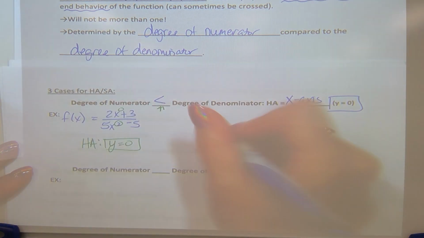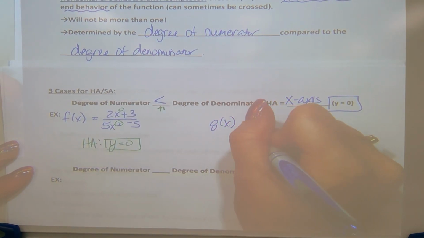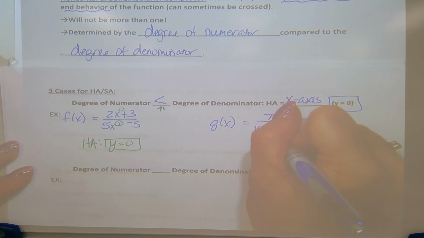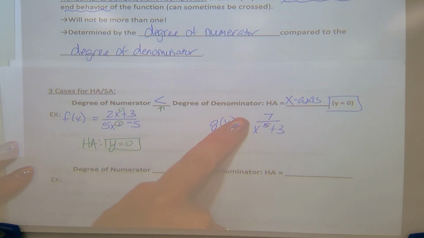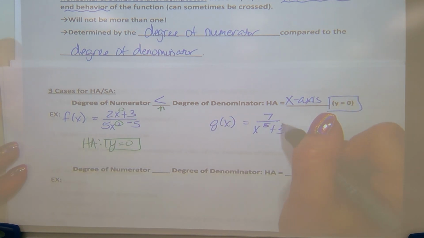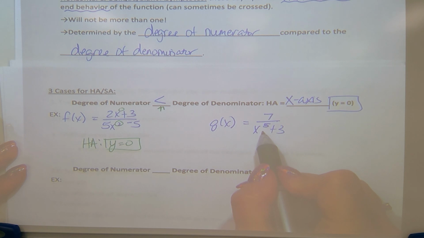If I had the function, for example, g of x equals 7 over x to the 5th plus 3, the degree of my numerator is 0 because x to the 0 is just 1, so I don't even have an x up there. The degree of my denominator is 5. So the degree of the numerator is absolutely less than the degree of the denominator, which means I have a horizontal asymptote at the x-axis, y equals 0.